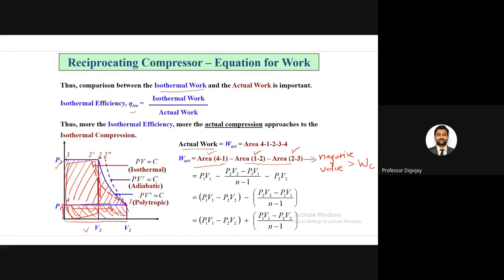Okay, then they have just rearranged the terms here. As you can see, this is P1 V1, which is taken on one side. This is taken on another side. Right. So I'll add some blank slides to this derivation, and I will do the derivation.